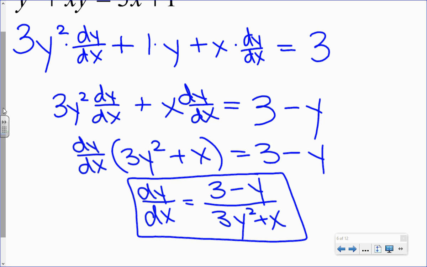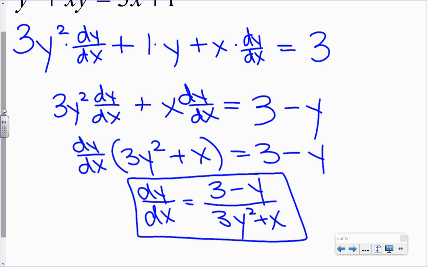If you have an implicit equation, your derivative will more than likely be in terms of both x and y, and that is okay. It's not a problem at all. Questions about anything that we just did right there? Okay.